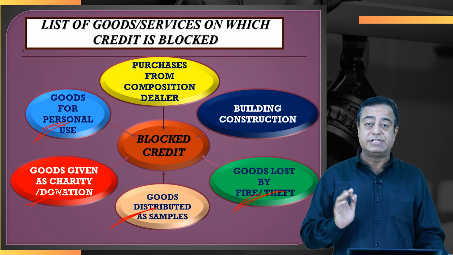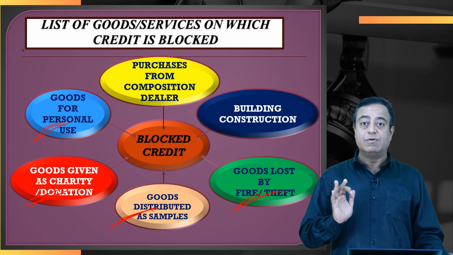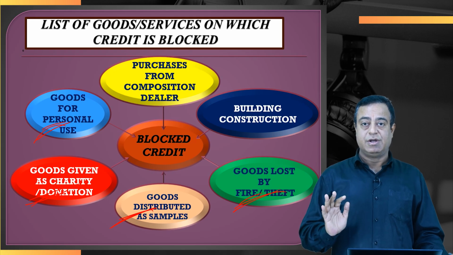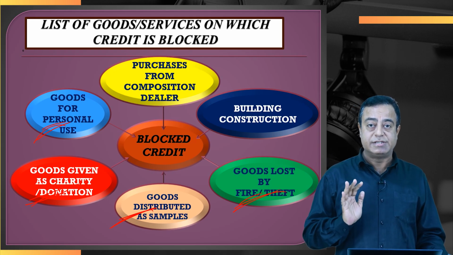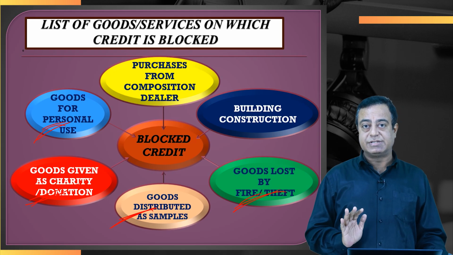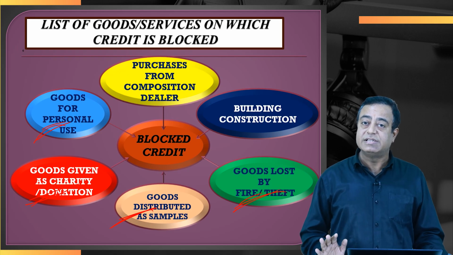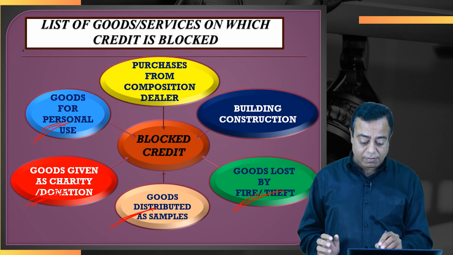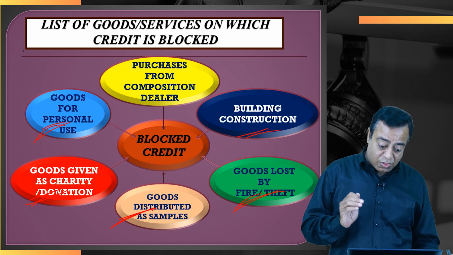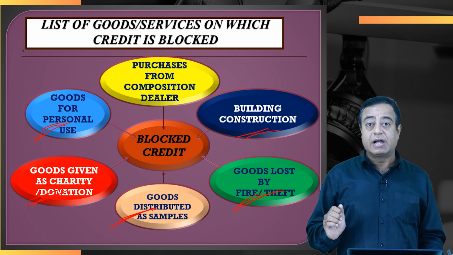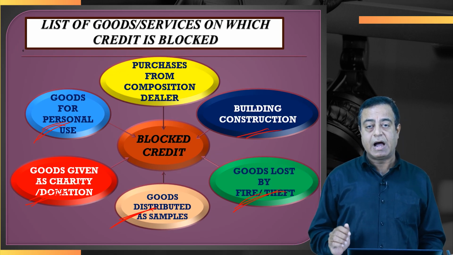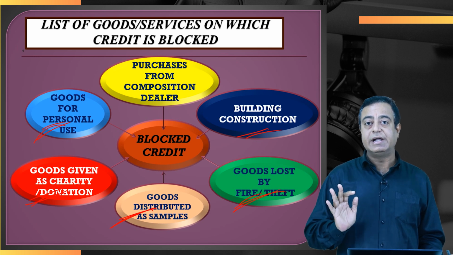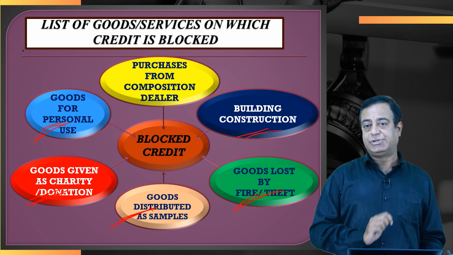Under GST, any expense, or any goods or services purchased or hired by the GST dealer for building construction, is not allowed, because the real estate sector is outside GST. So, they cannot claim any ITC. All these are the credits on which ITC cannot be claimed.